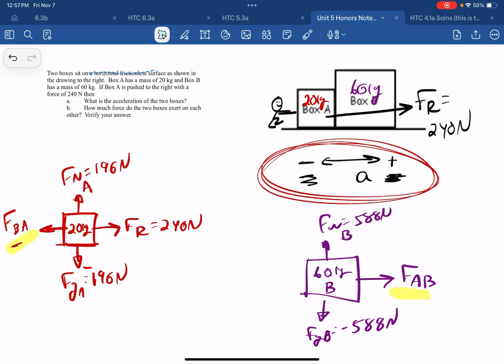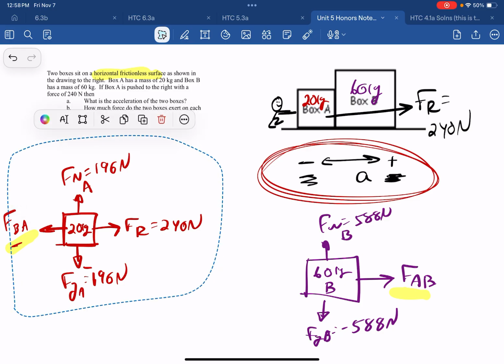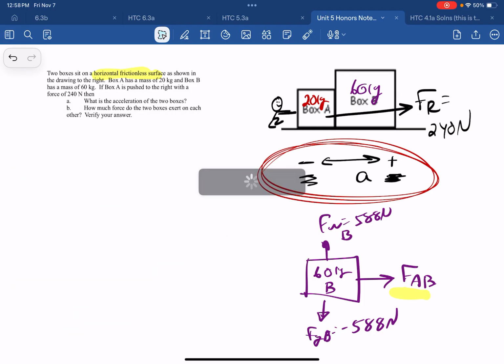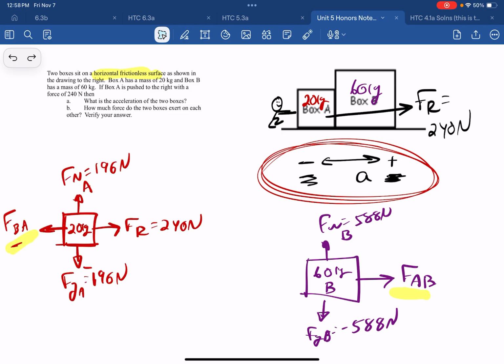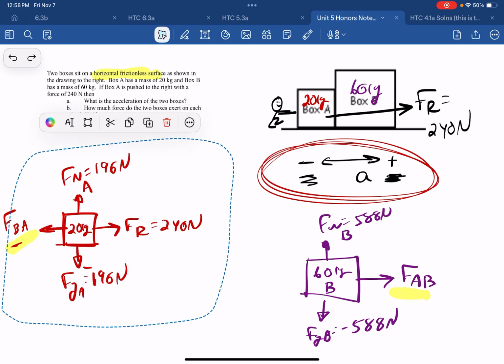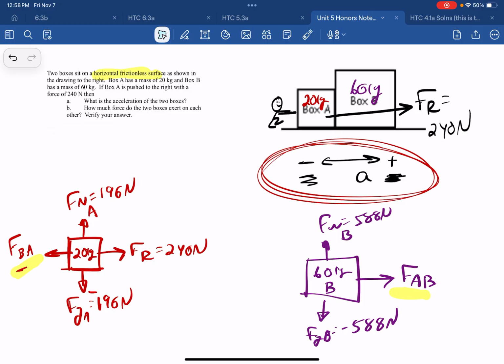And then the problem tells us that it's frictionless, so we don't need to worry about friction. So that's it for my free body diagrams. But notice I am, as I alluded to before, a little bit stuck, right? Because I don't know the force of A pushing B or the force of B pushing A.